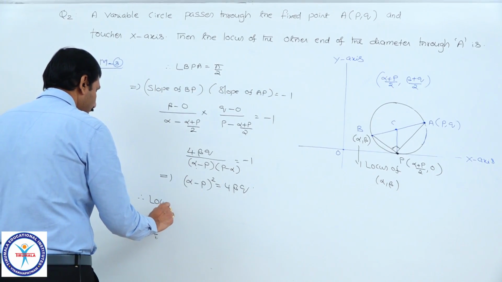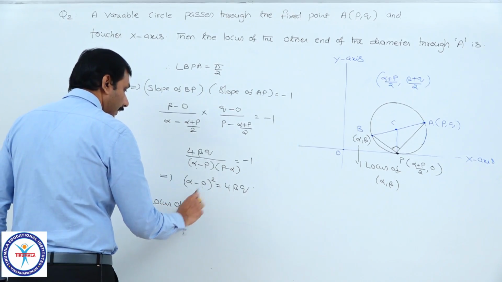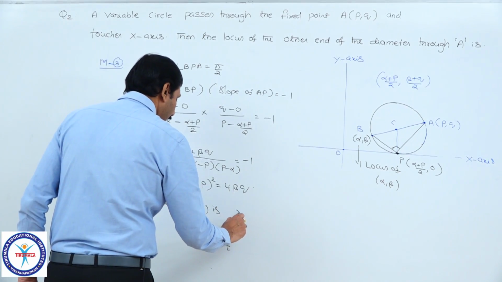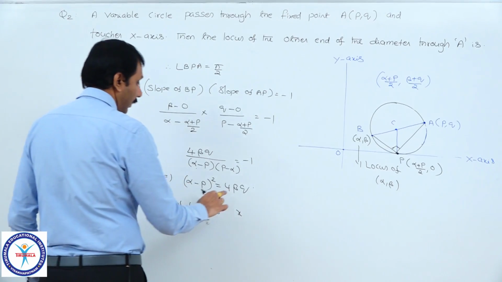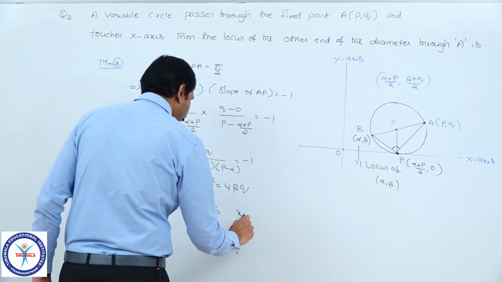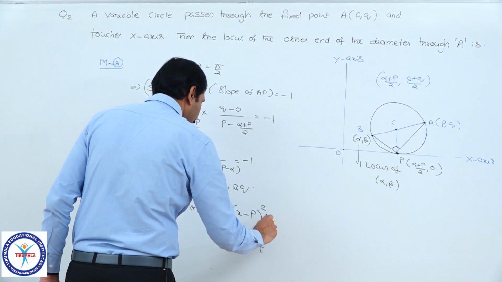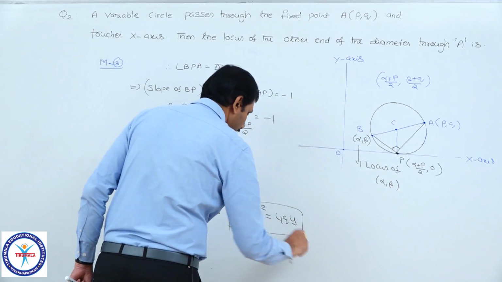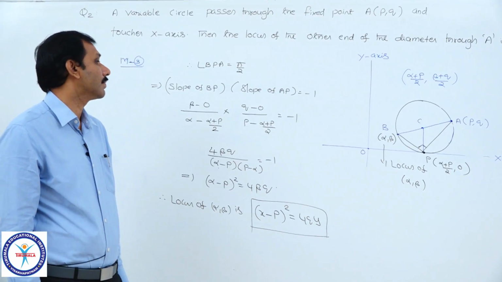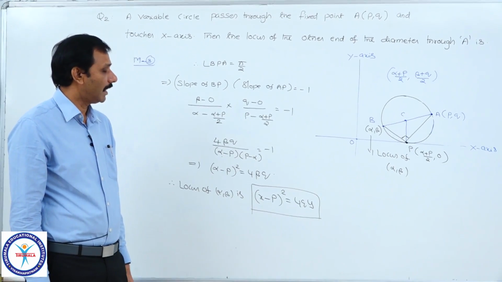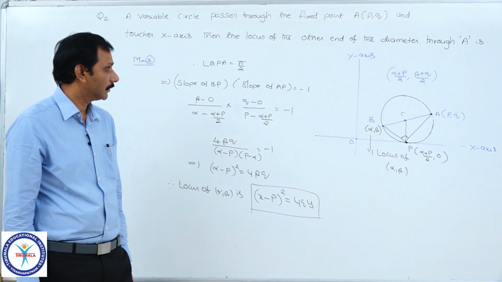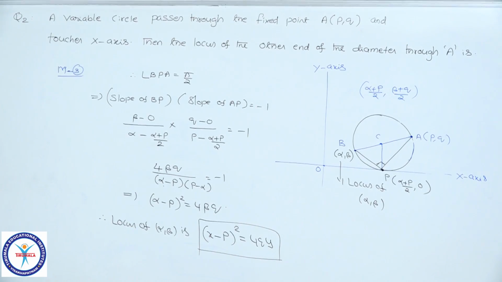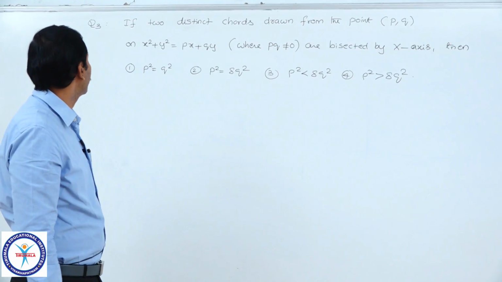Hence, locus of this point alpha comma beta: replace alpha with x and replace beta with y, x minus p whole square is equal to 4qy is the locus. You can use this to handle this problem. All three are simple methods only. We will move to the next problem.